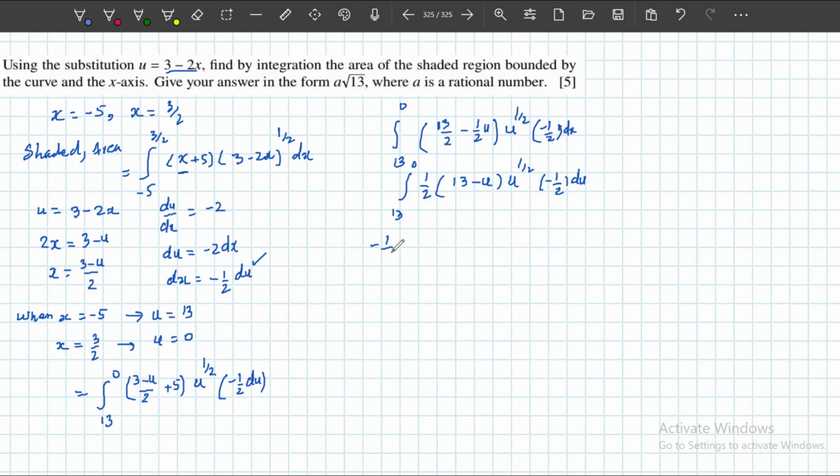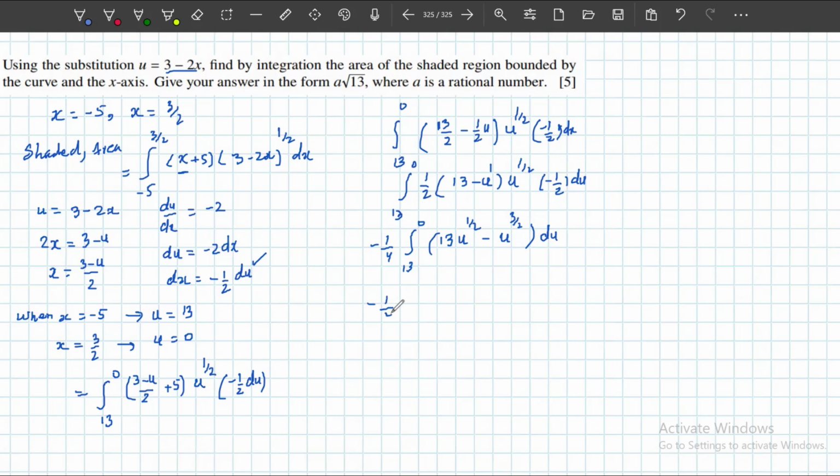So we can say that minus 1 by 4, 13 to 0 it is, and multiply u power 1 by 2 inside as well, which gives me 13 u power 1 by 2, and when you multiply u power 1 with 1 by 2, it gives me 3 by 2. That means u power 3 by 2, and with them we have du. Now we can apply the integration as well.